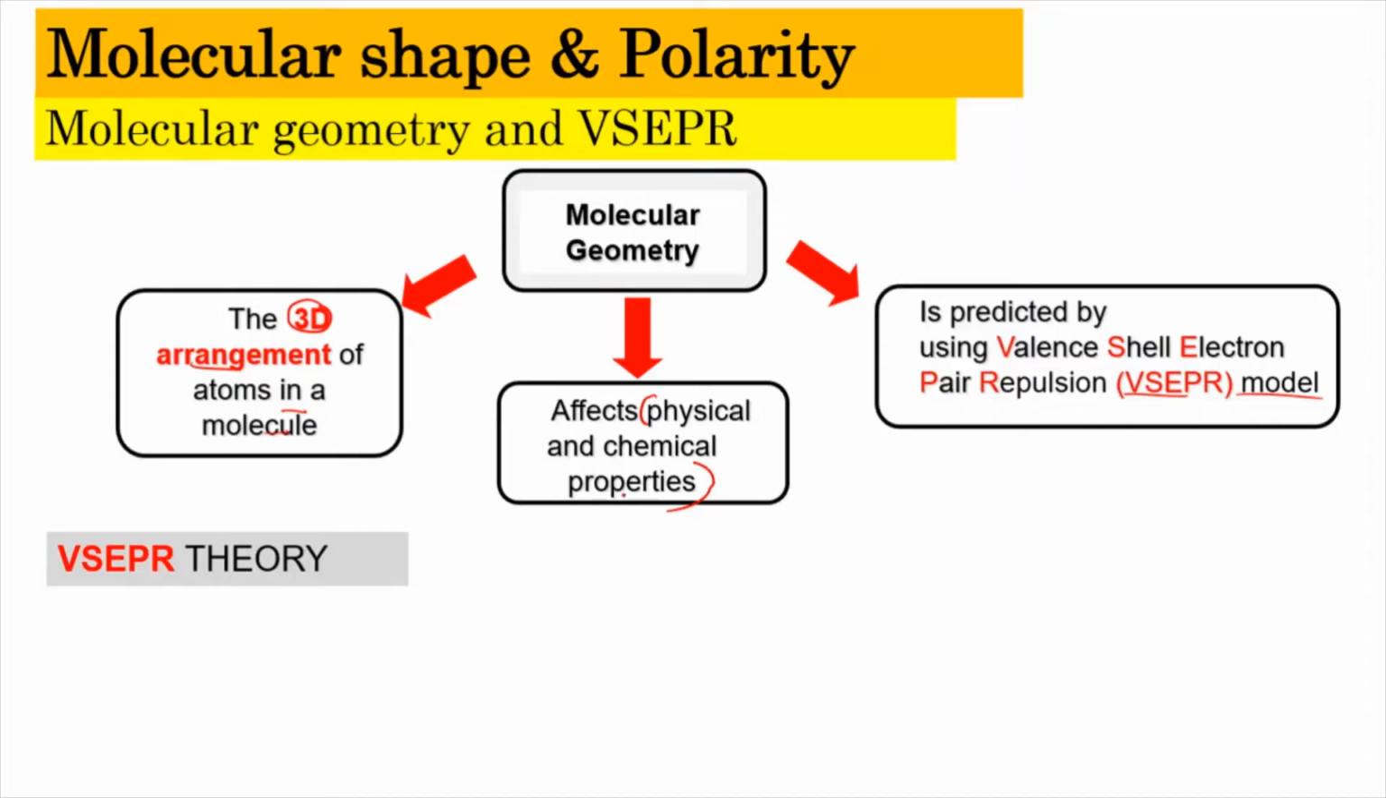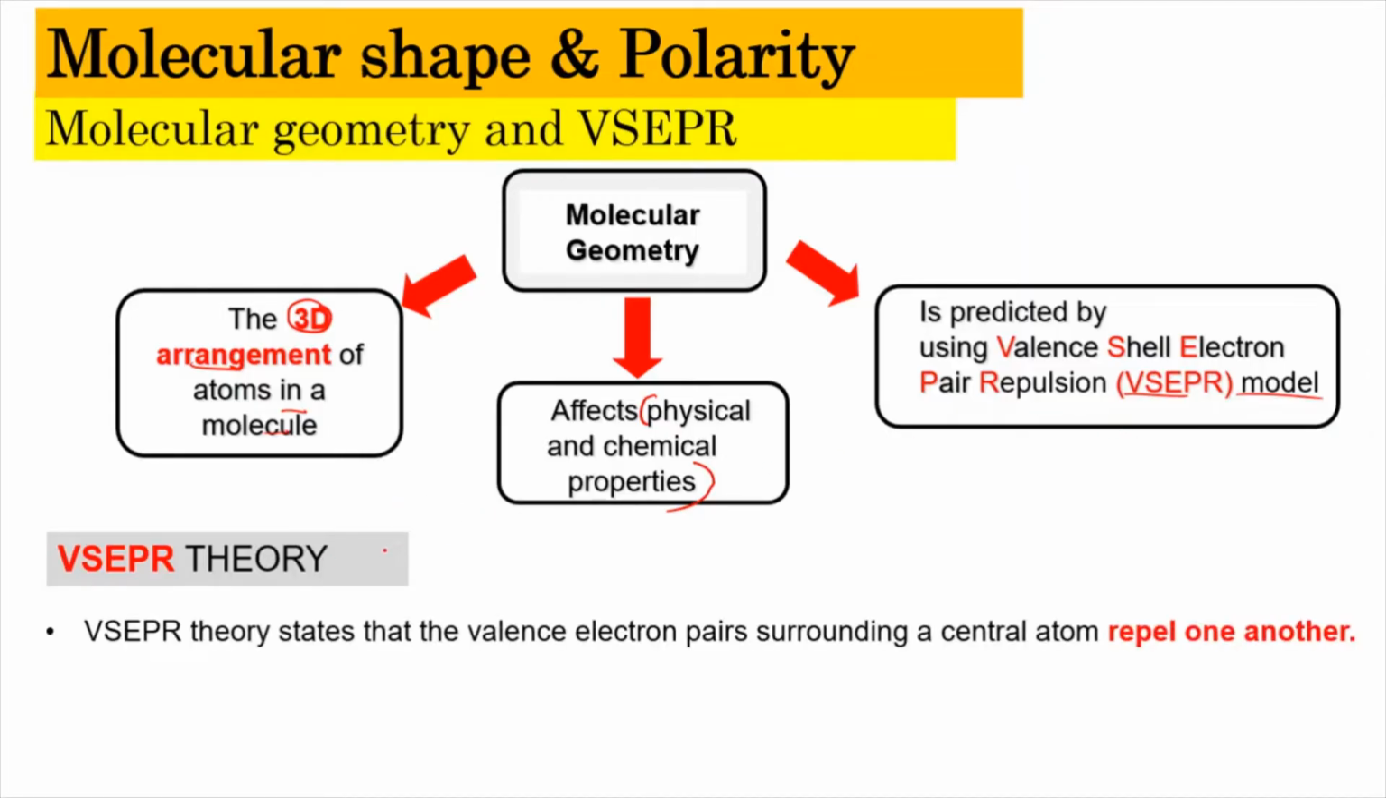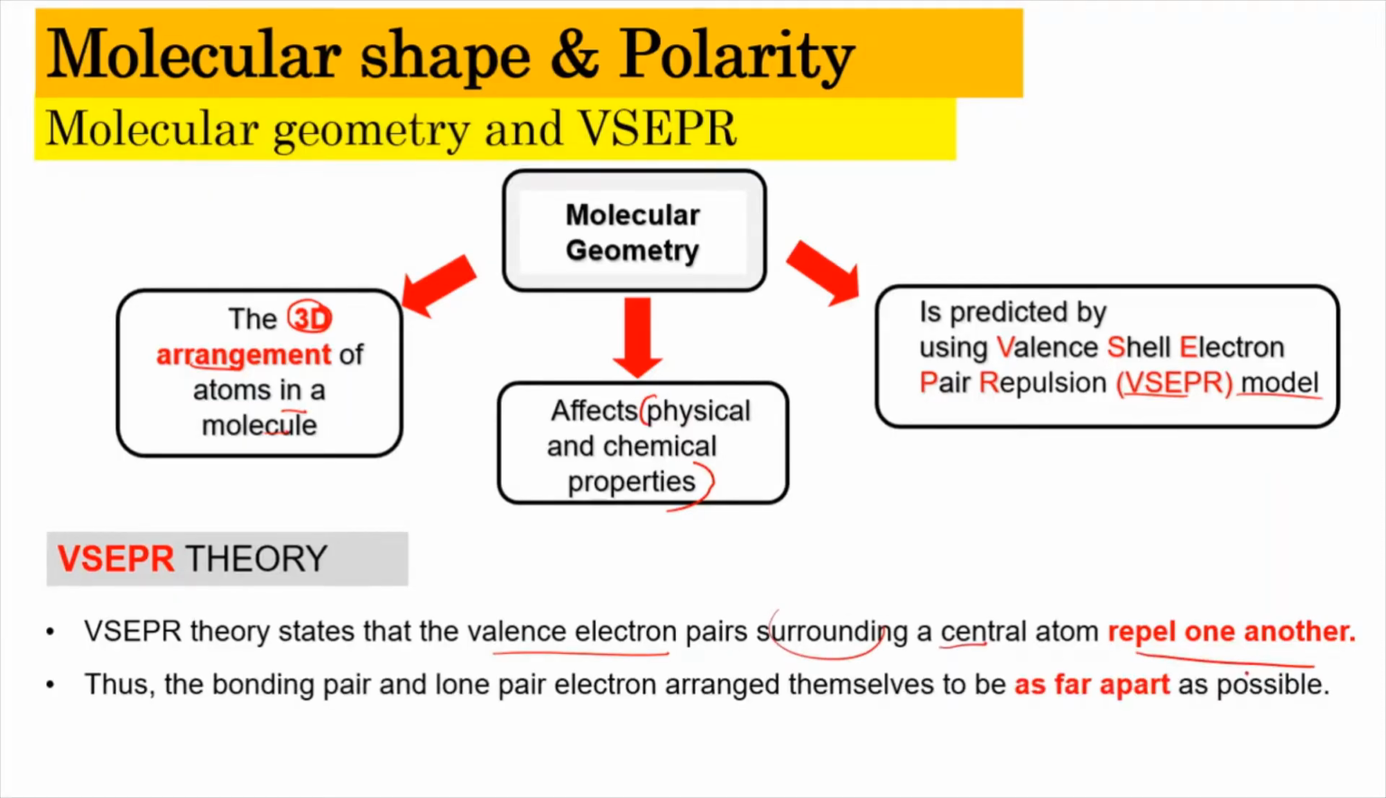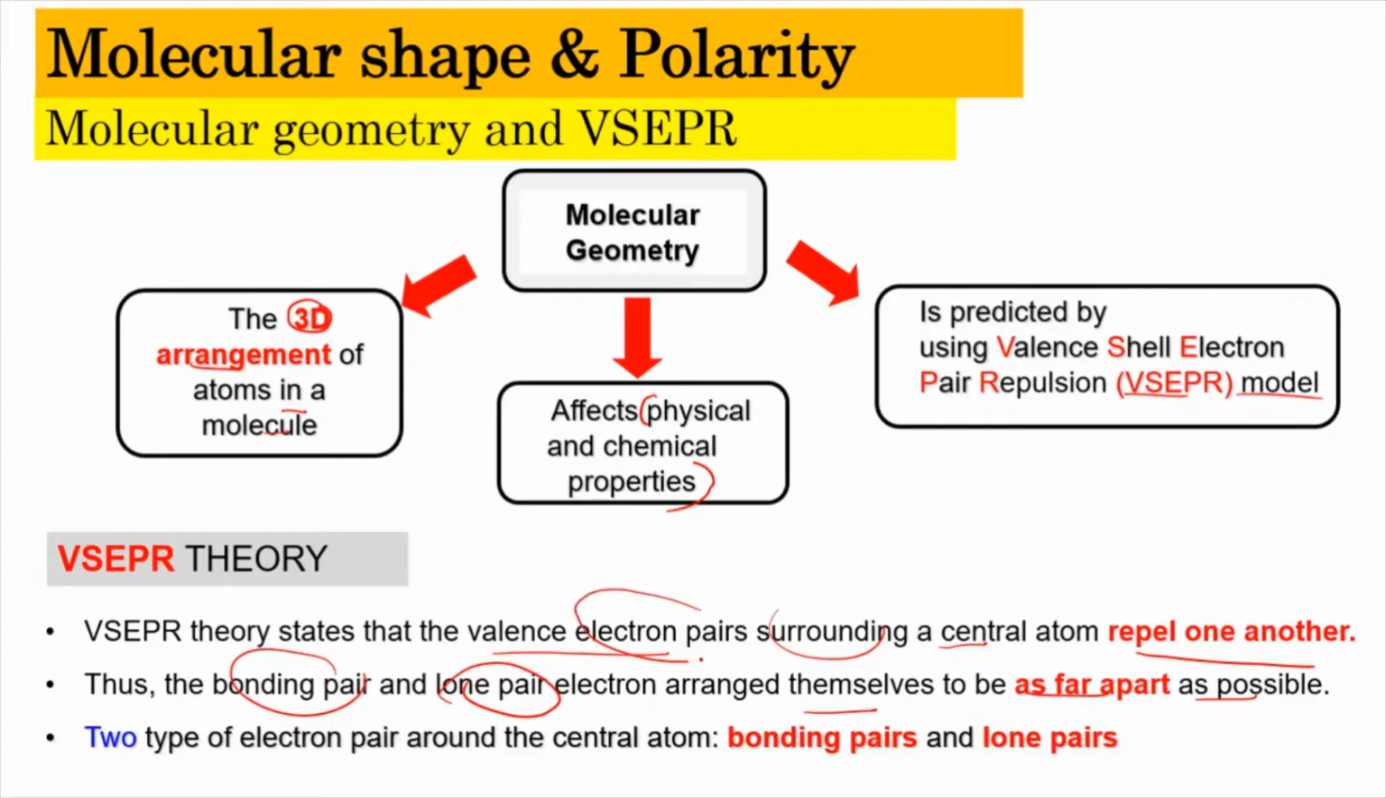So according to the VSEPR theory, it states that the valence electron pairs surrounding a central atom are going to repel one another, and the bonding pairs and the lone pairs of electrons will arrange themselves as far apart as possible in order to minimize the repulsion. And as you know, the electron pairs consist of bonding pairs as well as lone pairs. So you can imagine it to be like the structure of ammonia.